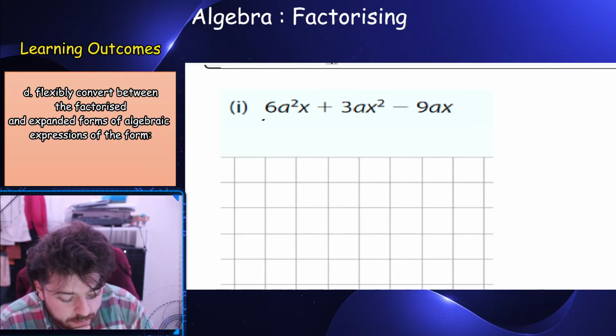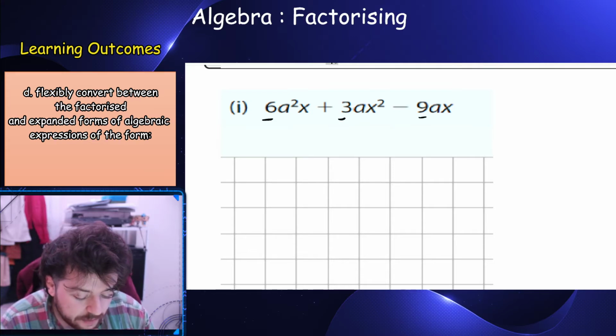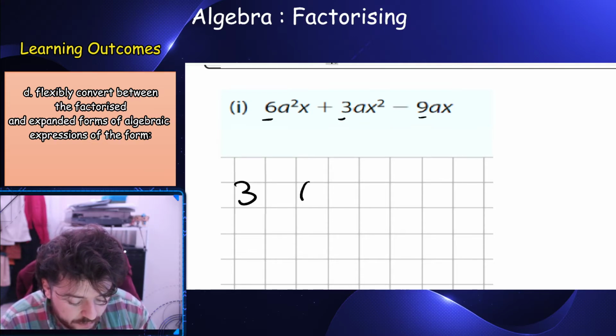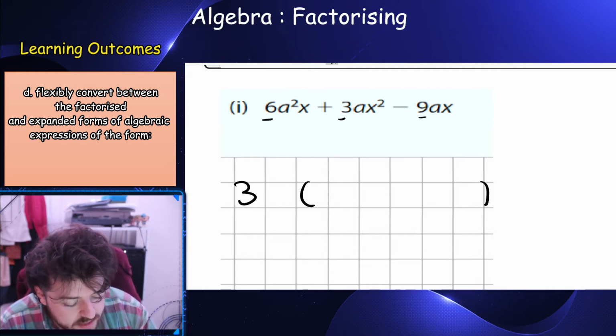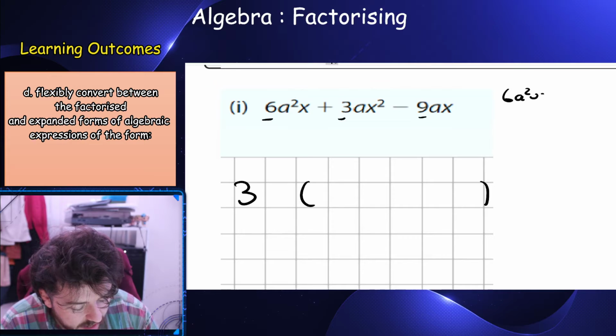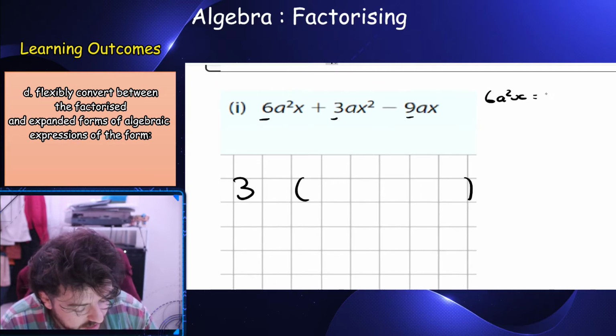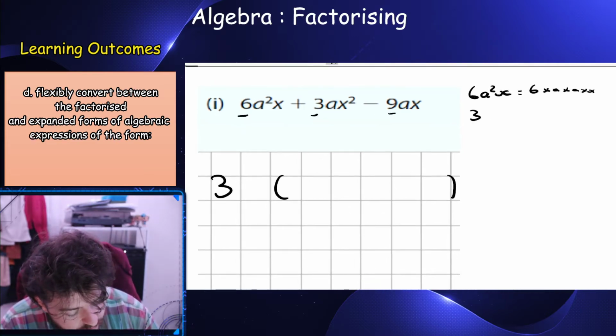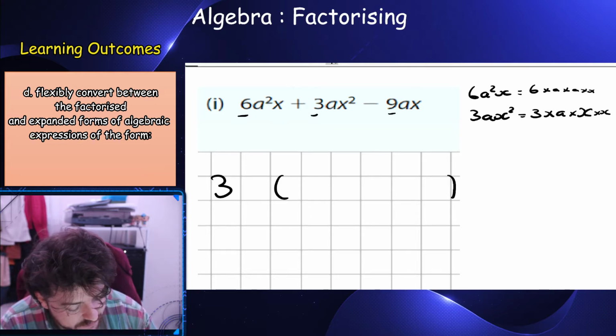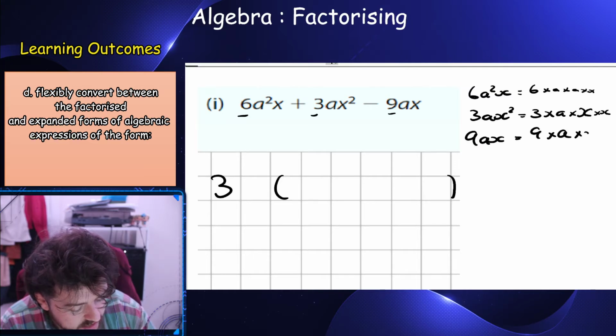So I'm going to look at my numerical components. 6, 3, 9. What do you have in common? Well, they have a 3 in common. So I'm going to put a 3 outside my bracket here. And then what algebra have in common? Well, I'm going to rewrite this out. So I have 6a squared x. That is 6 times a times x. Sorry, that's a bit blurry. 3ax squared. Well, that's 3 times a times x times x. And then I have 9ax, which is 9 times a times x.